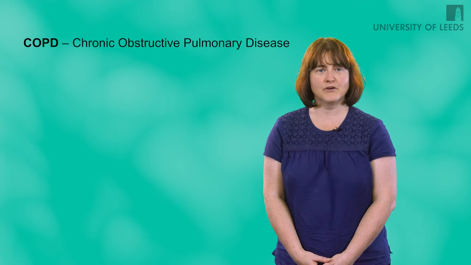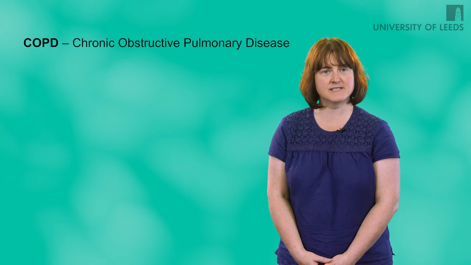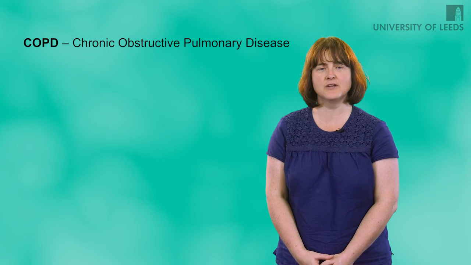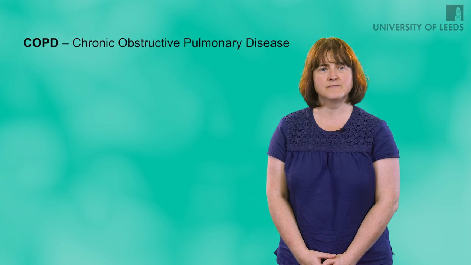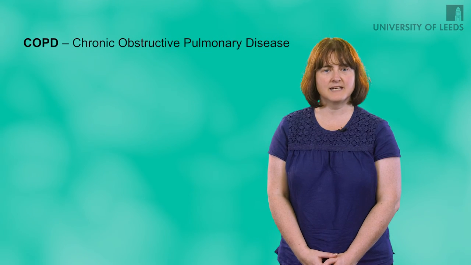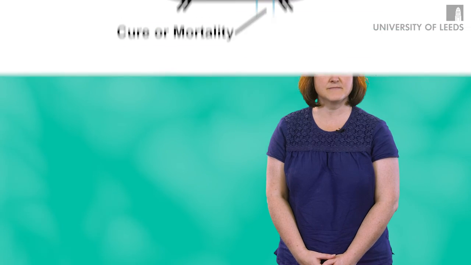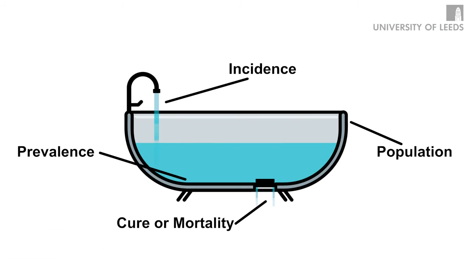A contrasting example is COPD, chronic obstructive pulmonary disease. Prevalence is used as COPD is usually a condition with a long duration. Most people are diagnosed and live with the condition for a number of years. The number of people living with COPD, the prevalence as represented by the water in the bathtub, is a more useful measure than just the number of new cases.